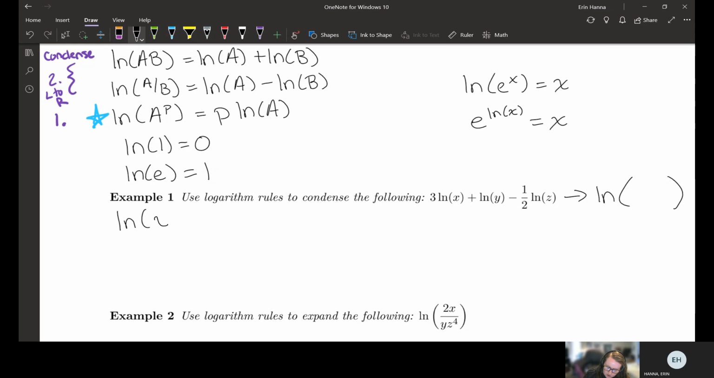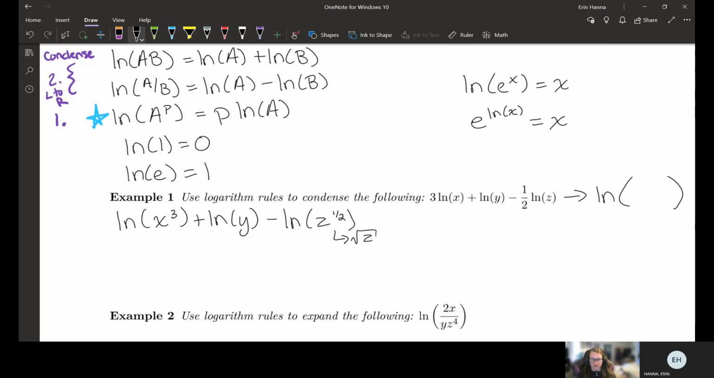So that will give me natural log of x cubed plus the natural log of y minus the natural log of z to the 1/2 power. If you want to change that 1/2 power into a square root, because those are equivalent, you totally can. I'm going to leave it as a 1/2 power for now. Now that we've got all the powers back inside, we're going to go from left to right and take care of our addition and subtraction rules.